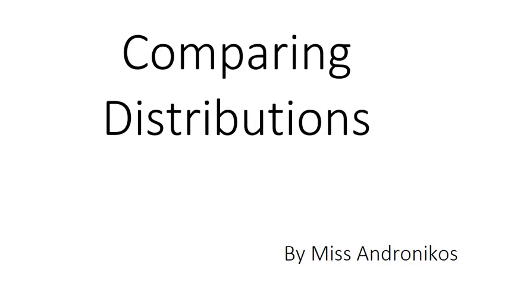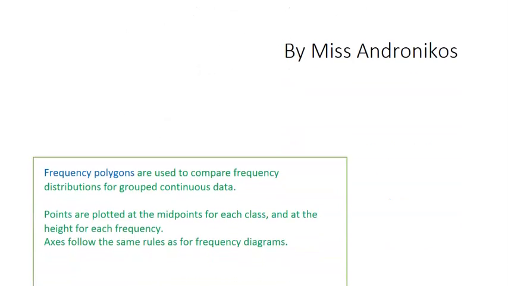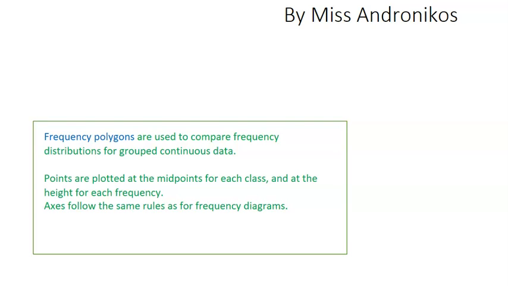To compare distributions relies on us comparing two or more data sets. You can do that in a number of ways, on a number of different types of graphs or tables, for example. One way is using frequency polygons. They are used to compare frequency distributions for grouped continuous data. Points are plotted at the midpoints for each class and at the height for each frequency.